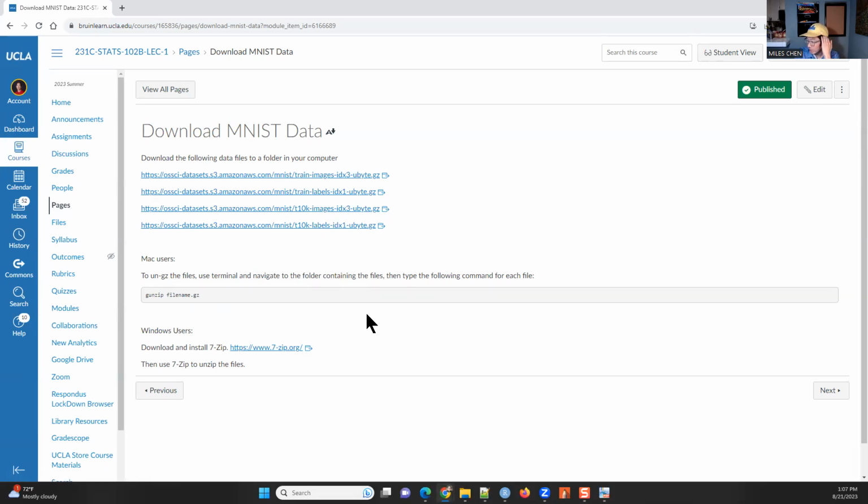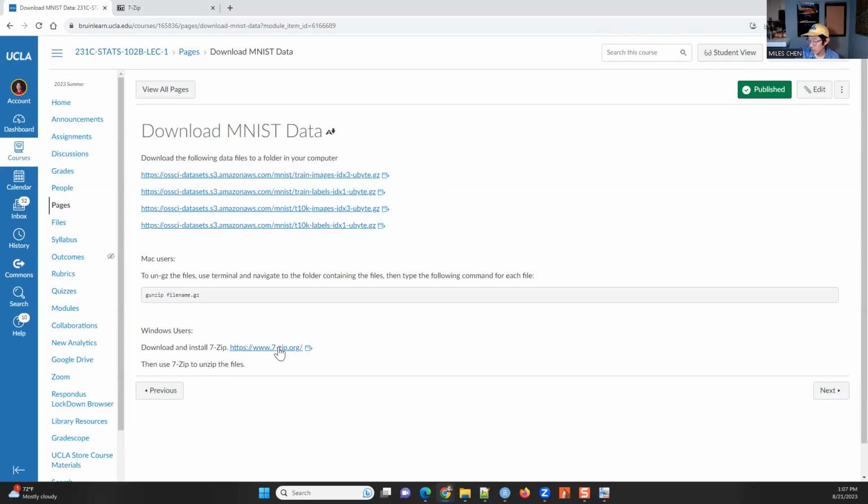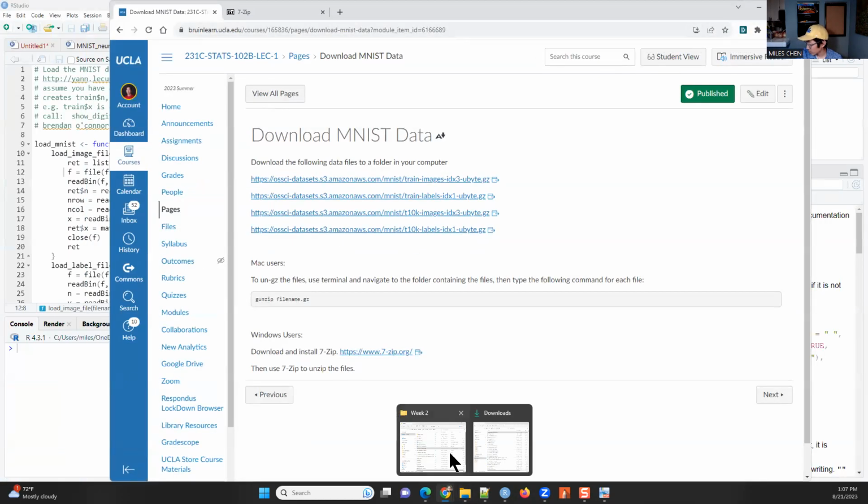If you're on a PC, Windows machine, you'll download these 4 .gz files, and then you'll have to download and install 7-zip. 7-zip is a free zip file utility, and it is able to unzip the .gz files. Okay, so I've already done that on my computer.